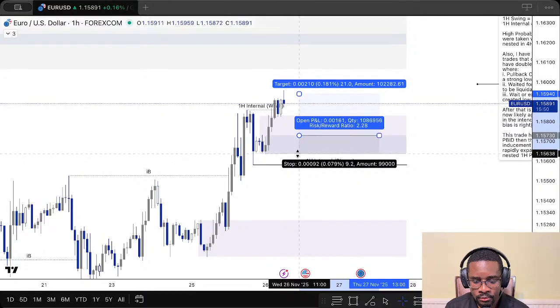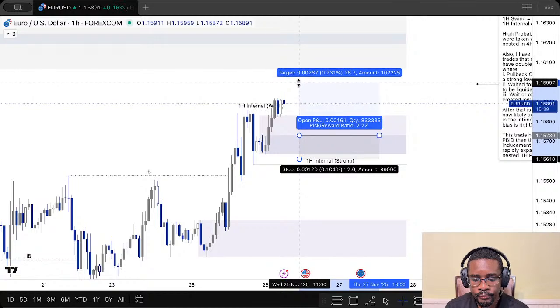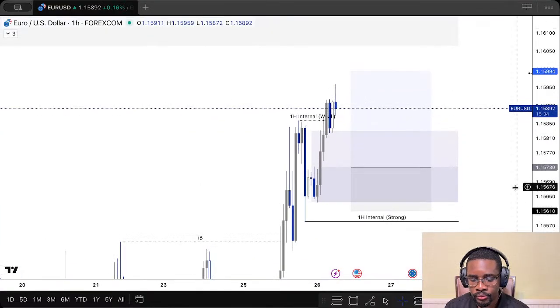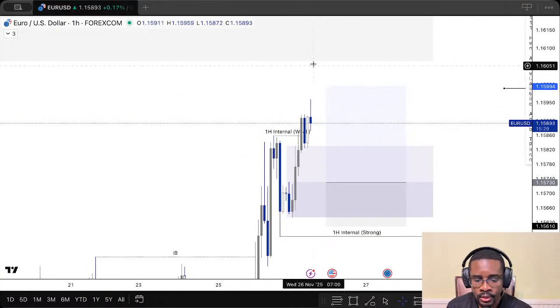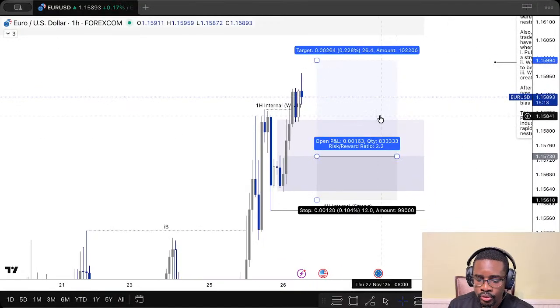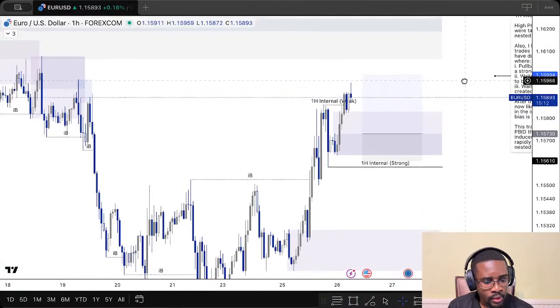Let's say 10. So you have a 12 pip stop, and then 2.2. That right there would be a good move, because the target is hit before we mitigate the daily supply. Target will be made before mitigation of daily supply. So that would be the trade idea for the day.